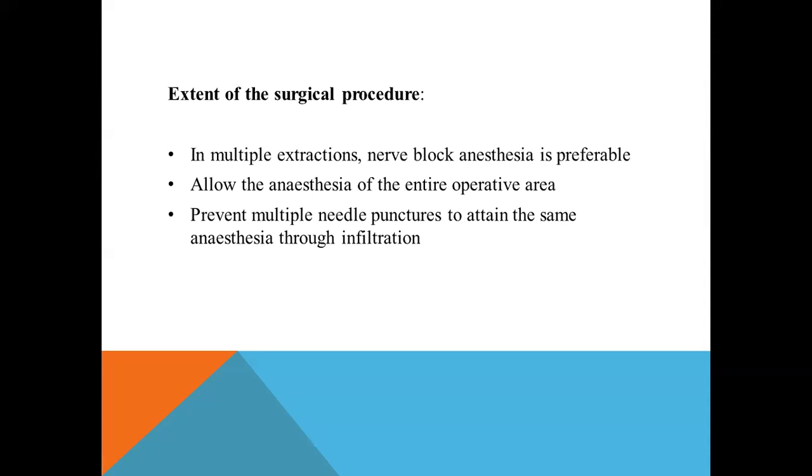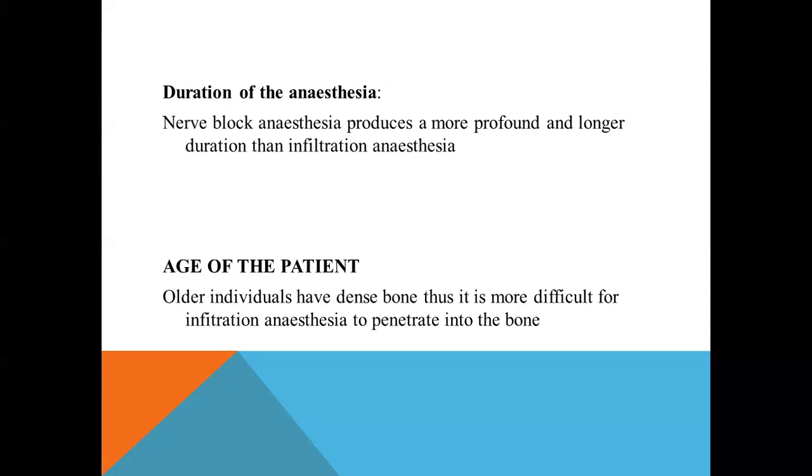Coming to the extent of the surgical procedure, if you are going to plan multiple extractions, there is no point in giving a field block or a local infiltration. So it's always better to give a nerve block anesthesia. Remember that. Depending upon the condition, you have to choose the nerve block. It allows anesthesia of the entire operative area and prevents multiple needle punctures. For example, a local infiltration anesthetizes only a particular tooth, whereas a nerve block can block the entire area, so multiple penetrations can be prevented.